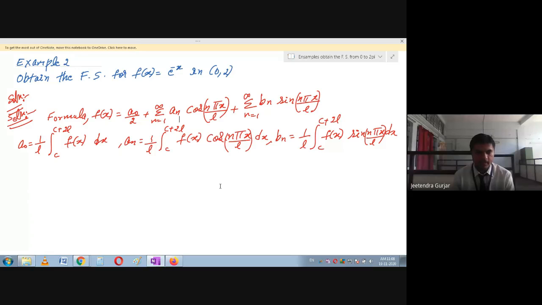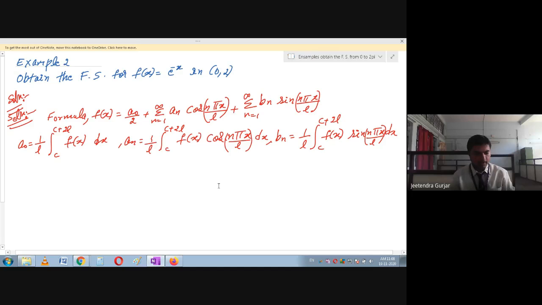We already solved the example taking the interval minus pi to pi, and now we are going to take the interval from 0 to 2. So this is also a very simple example, students.